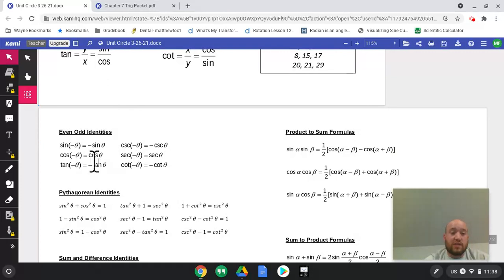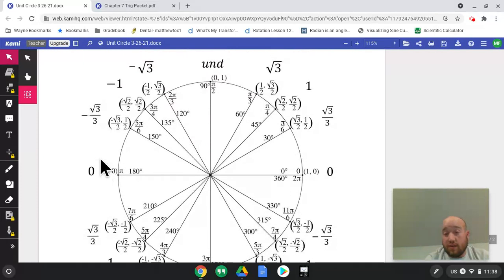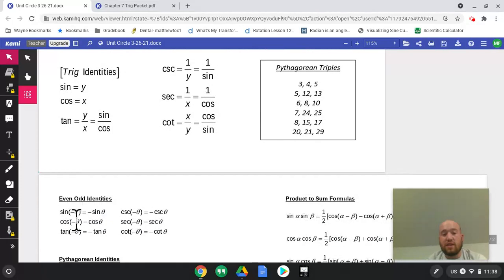Sine of negative theta equals negative sine of theta. And we're going to talk about why. So let's start here with sine. What that means, if I choose a value of theta, so say I use 30 degrees, if I'm trying to find the sine of negative 30, now negative 30 would drop 30 this way. So let's think about originally sine of theta. If theta is 30, sine of 30 would be 1/2. Now the sine of negative theta, so drop down 30, that's negative 1/2. It's the opposite.